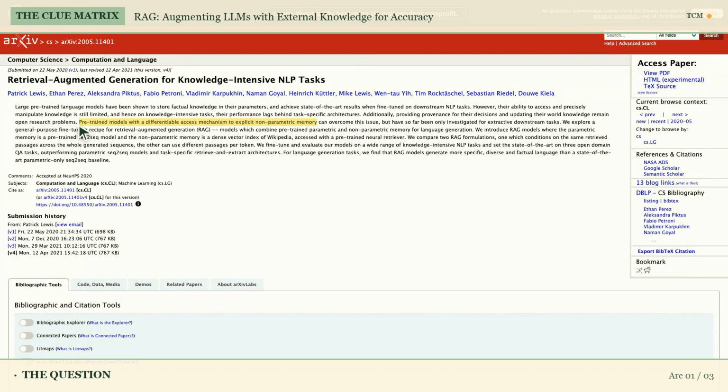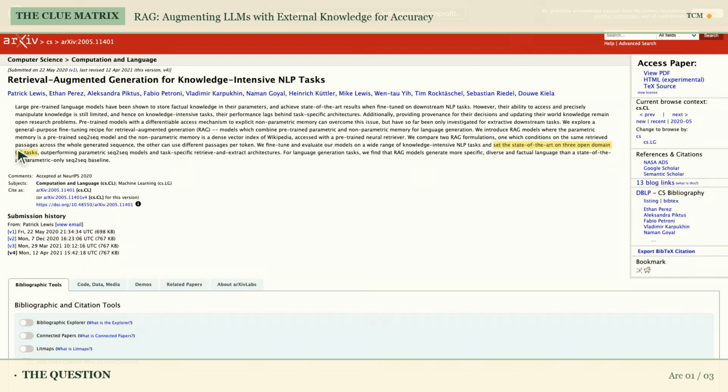Crucially, the original RAG paper introduced a differentiable access mechanism to this non-parametric memory. This means the retrieval step itself is part of an end-to-end trainable model, allowing gradients to flow back and improve both the retriever and the generator jointly. So it's not just two separate pieces bolted together, but they actually learn to work better with each other over time, refining how the LLM asks for and uses information.